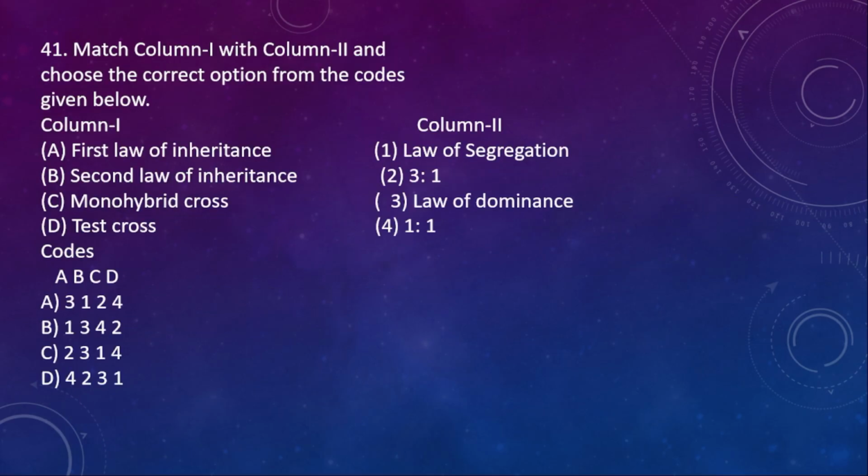41. Again the match the column type question, column 1 with column 2. Here column 1 is given and then column 2 is given. First law of inheritance. What is the first law of inheritance? Law of dominance. A is 3. The next, second law of inheritance is law of segregation. Dominance, segregation and independent assortment, isn't it? Third law. So if I know these two, A is pairing with 3 and then B is pairing with 1. So here the right option is option A.